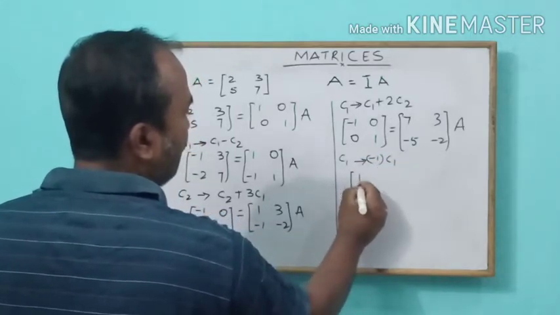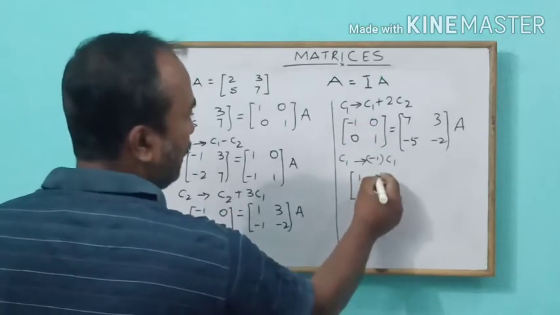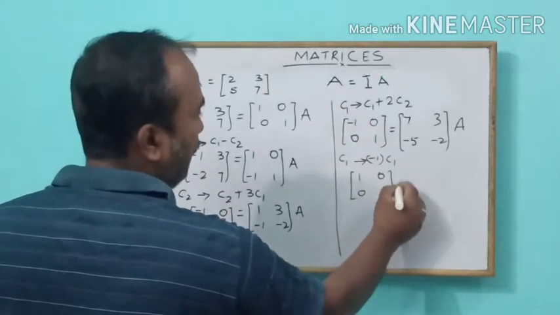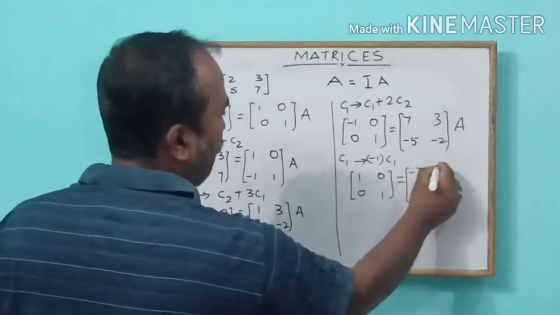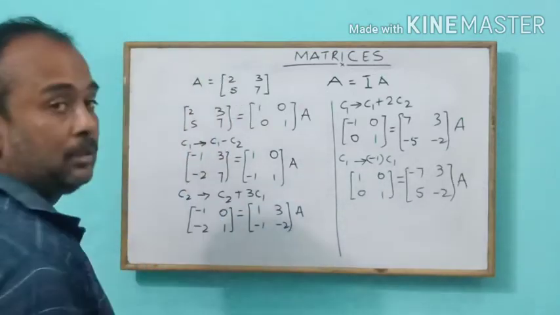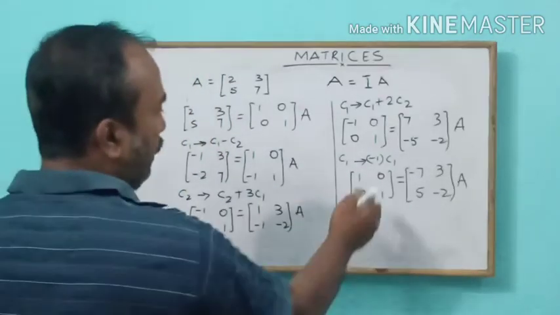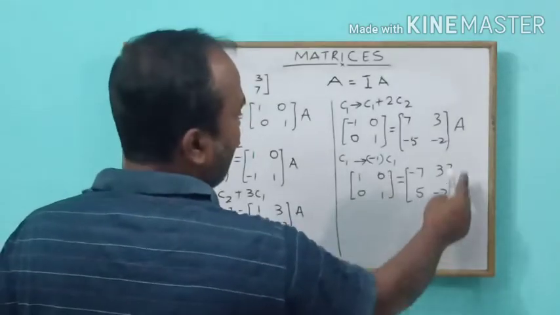So this becomes 1, 0. Means I am multiplying the first column elements by minus 1. 0, 1. Here also, first column elements by minus 1 is minus 7, 5, 3, minus 2. So we have arrived at the solution. We have got the left side as the identity matrix, and the right side this matrix.